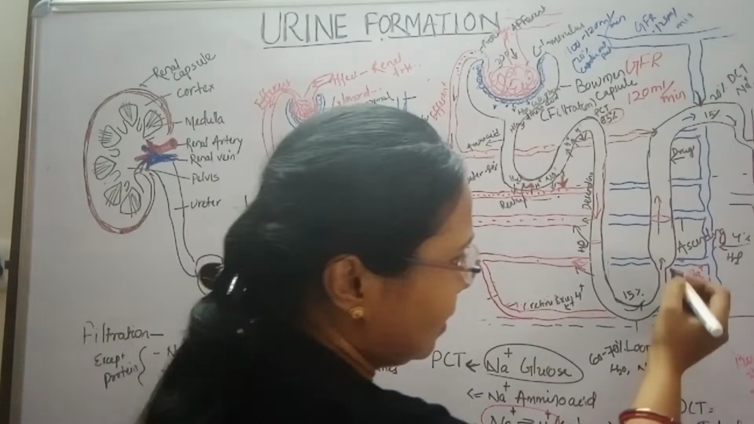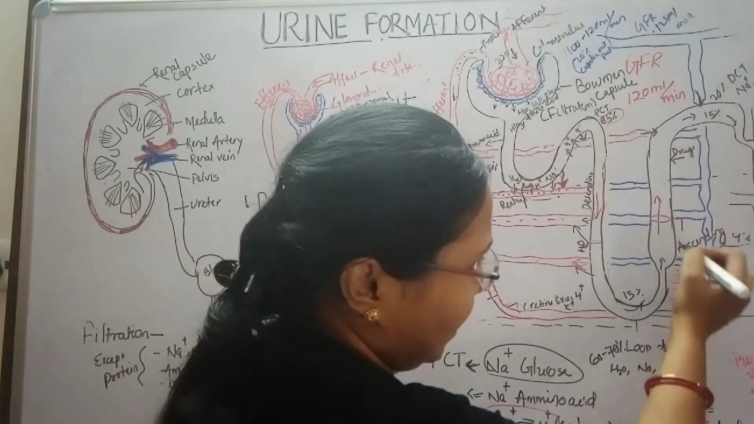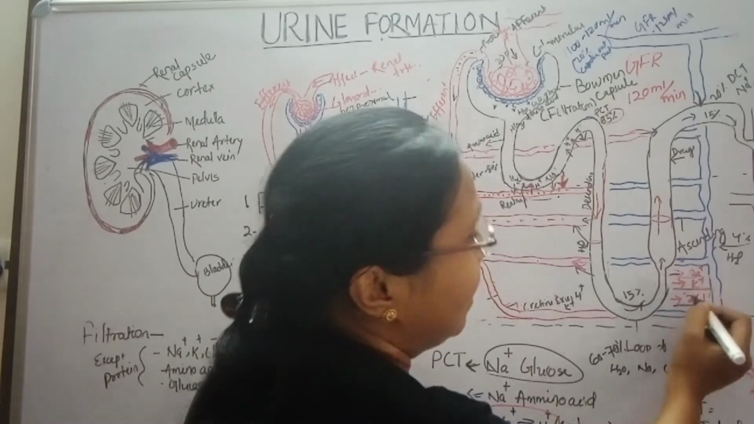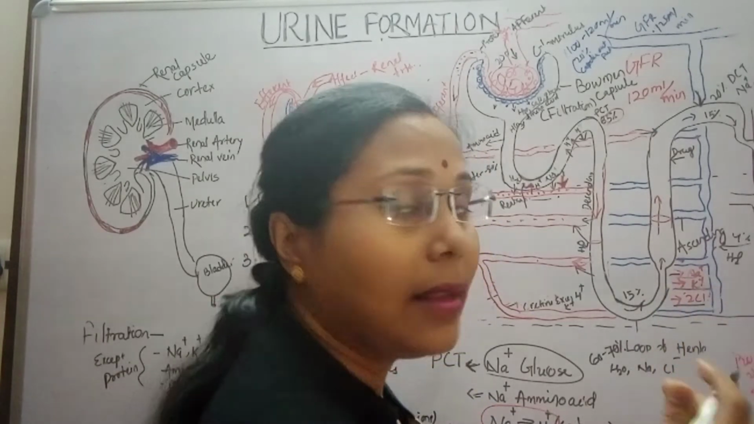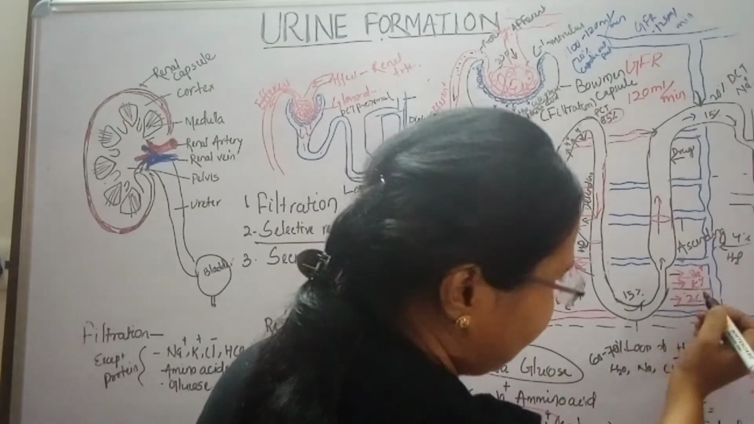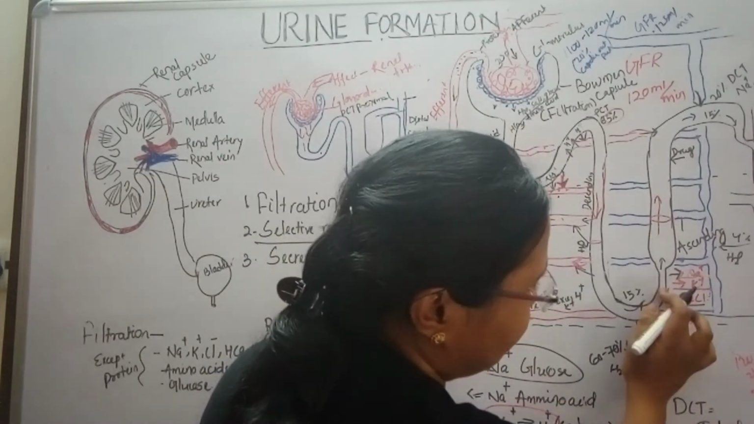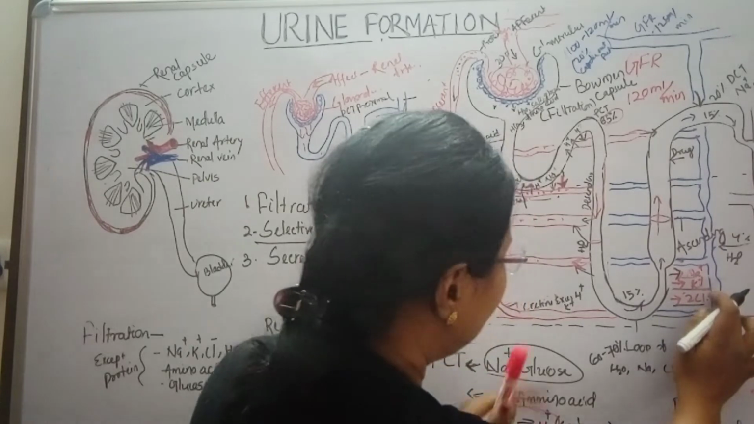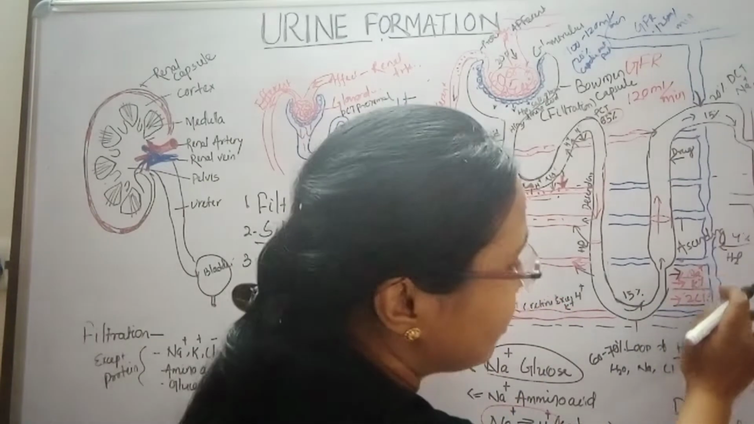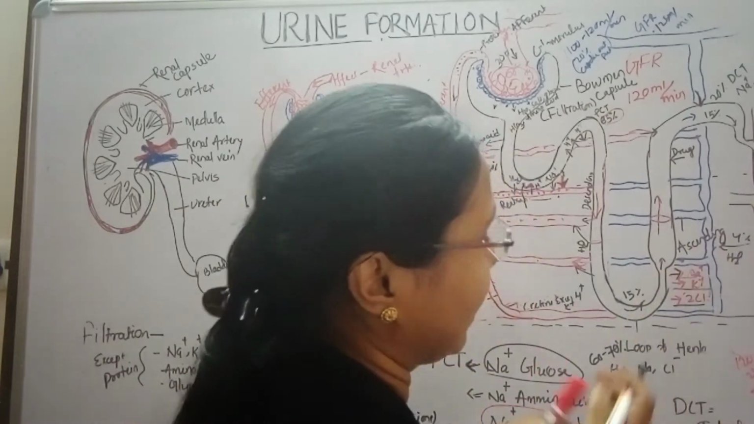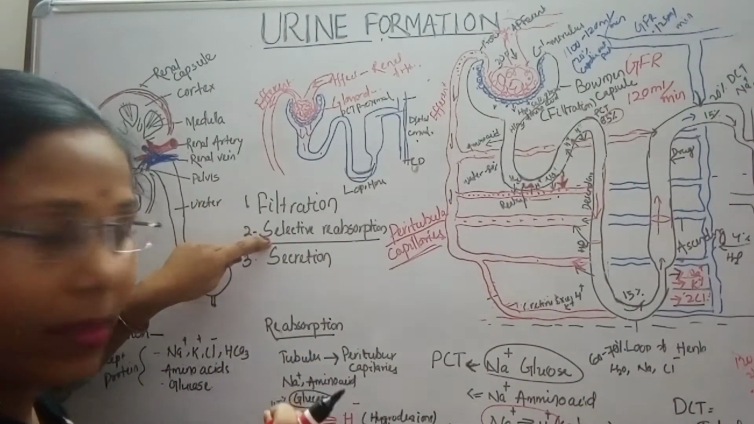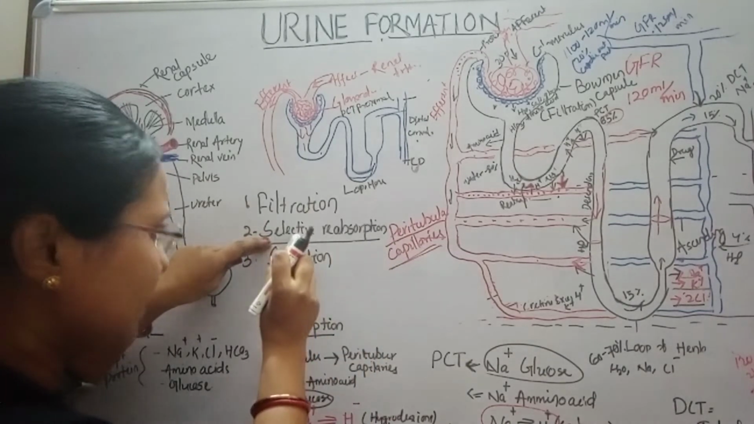In this ascending limb, the salts like sodium, potassium and chloride are reabsorbed from the tubules to the peritubular capillary. It goes to the peritubular capillaries. Okay, so this is the discussion of selective reabsorption.